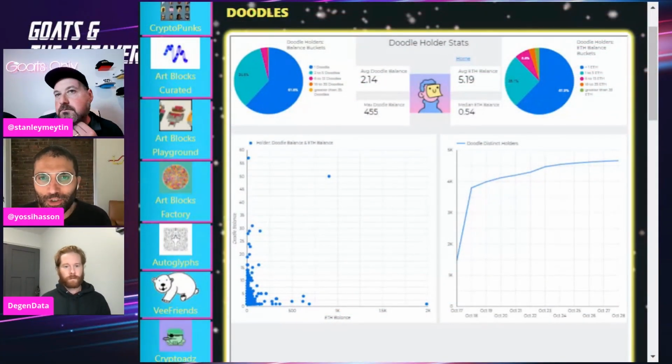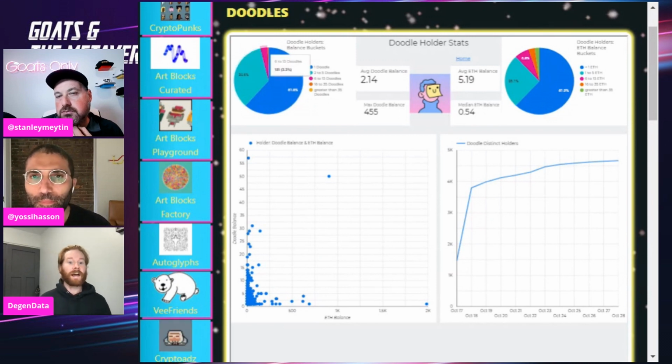But on that holder stats that you just showed us for Doodles, what would you be looking for? What does a healthy community look like that's giving you the indication that there's something interesting here, I should go into it? And what would an unhealthy community look like? What are the flags that you're looking for?